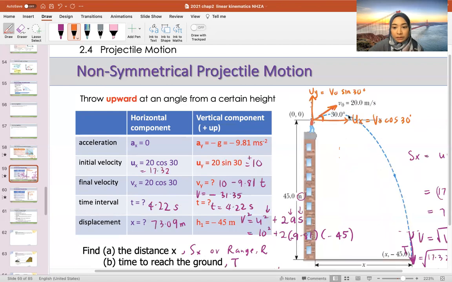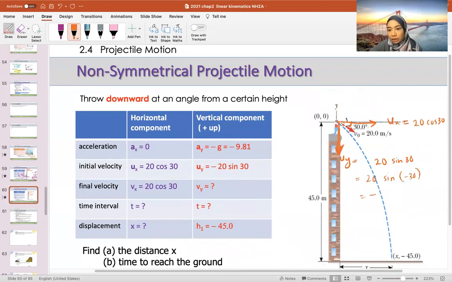Tadi punya example, our uy was going up. So we looked at this diagram and we know, okay, our uy is positive. And in this diagram, our uy is going down. Okay, I know that it is negative. So my answer, walaupun dapat positive, my answer should be a negative. You add in the negative value yourself, negative sign.